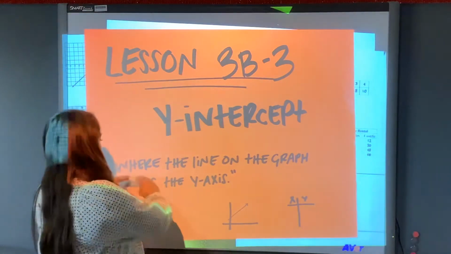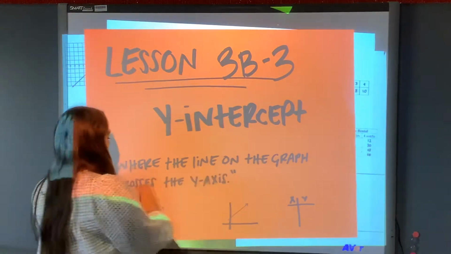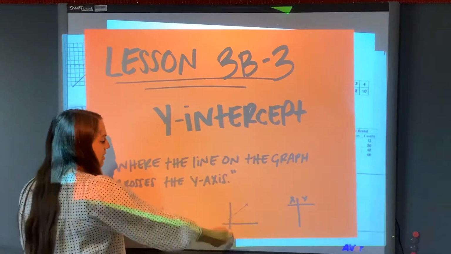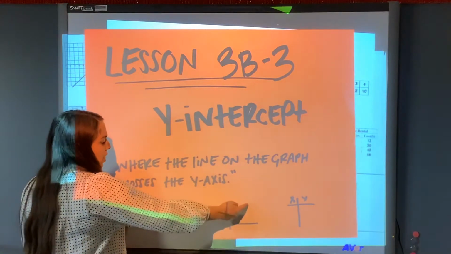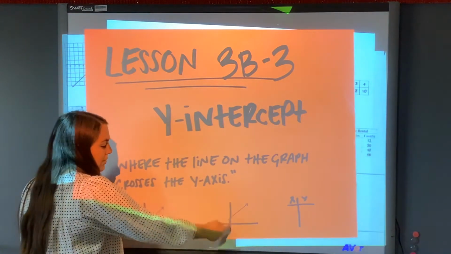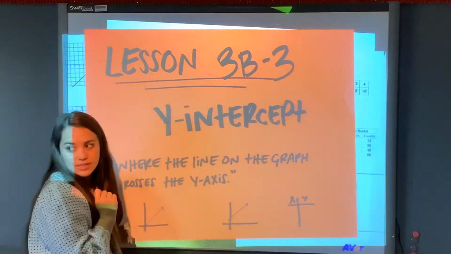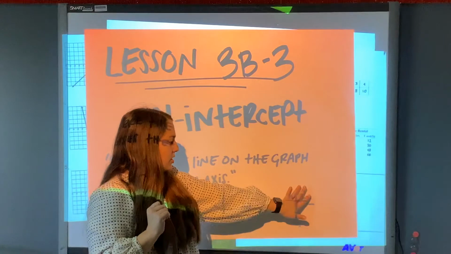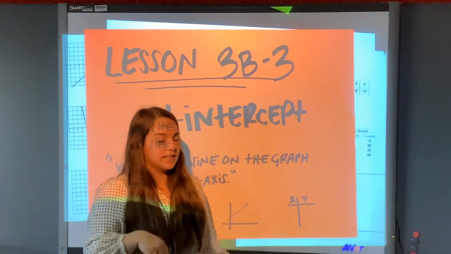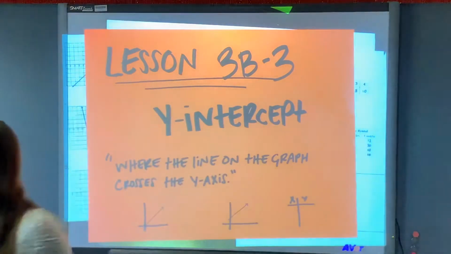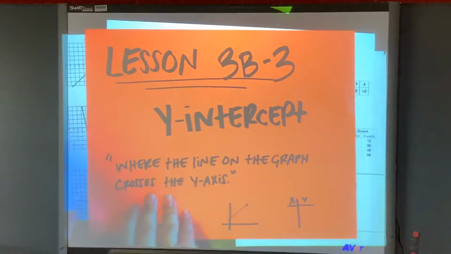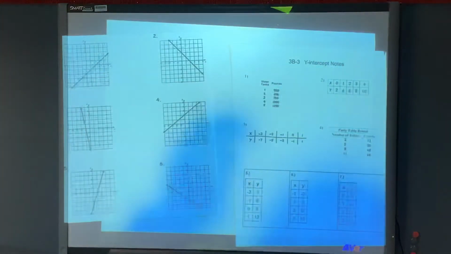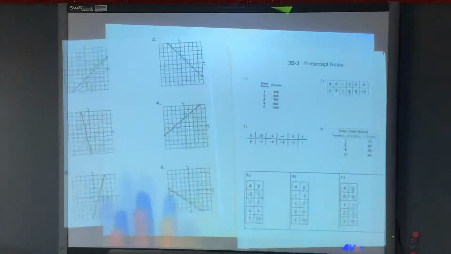Just to clarify, the y-axis is the line that goes straight up and down. So wherever the line crosses that straight up and down line is our y-intercept. I'm going to talk to you about how to find the y-intercept through a table. All right, here we go. Some of these will be given to you to do on your own.